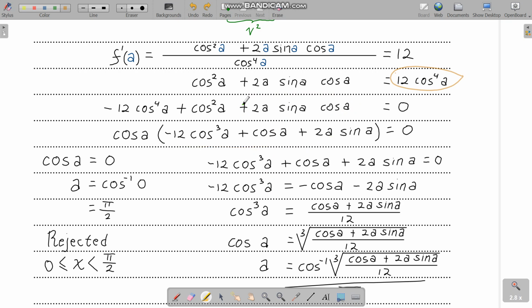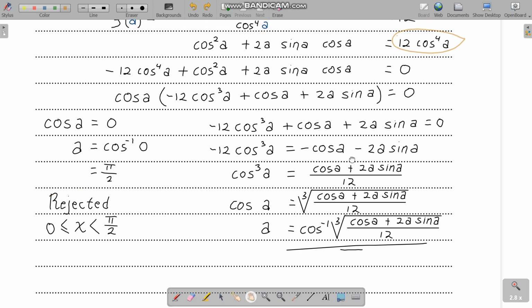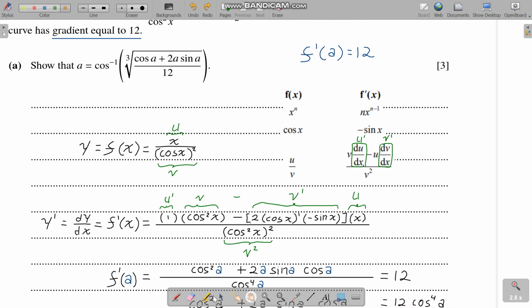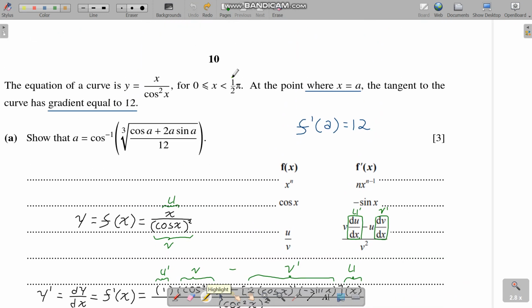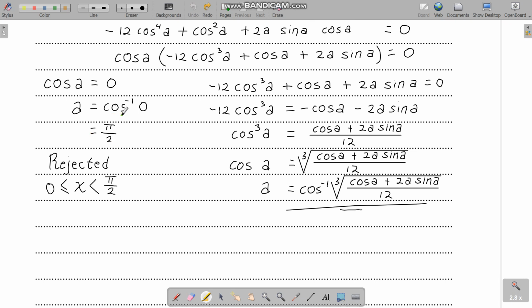Since now we have a multiplication, we can solve. The first factor equals 0, which means cos a equals 0, so a is inverse cos 0, which is pi over 2. This is rejected, because if you look at the domain in the question, it says that x is between 0 and half pi, including the 0, but not including the half pi. That's why we don't use half pi. This is rejected. Now for the other factor equals 0.